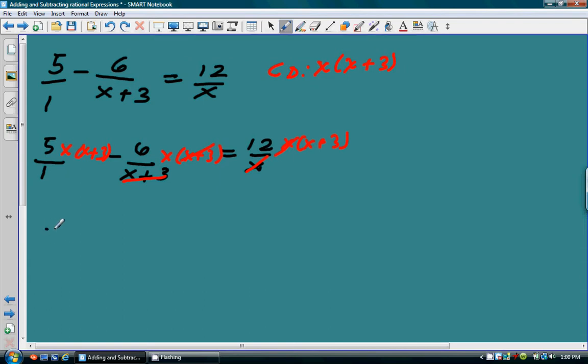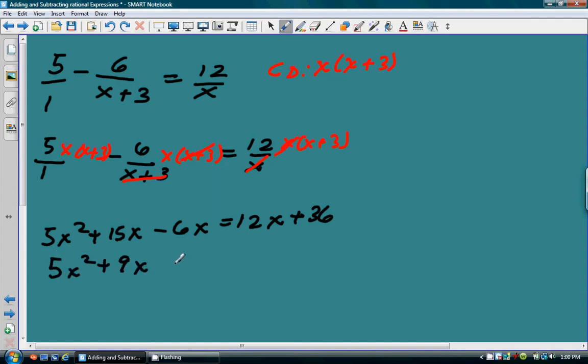We distribute the 5x, so it becomes 5x squared plus 15x minus 6x equals 12x plus 36. Combine like terms, so it's 5x squared plus 9x equals 12x plus 36, and again solve. So we need to make sure this is equal to 0, and the reason I'm doing this is because of the x squared. We're going to subtract 12x from both sides, so it becomes negative 3x, and we're going to subtract 36 to the other side, so we get 0.